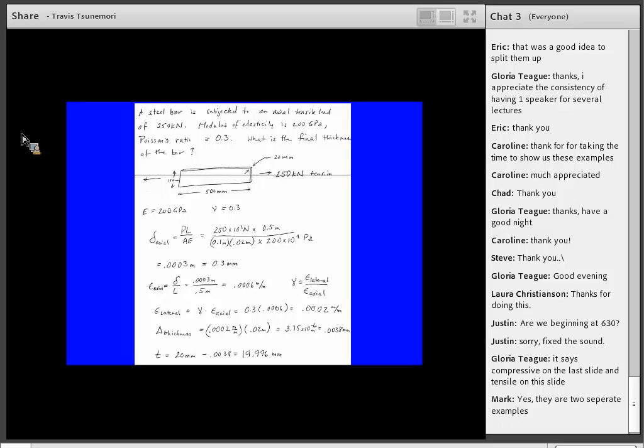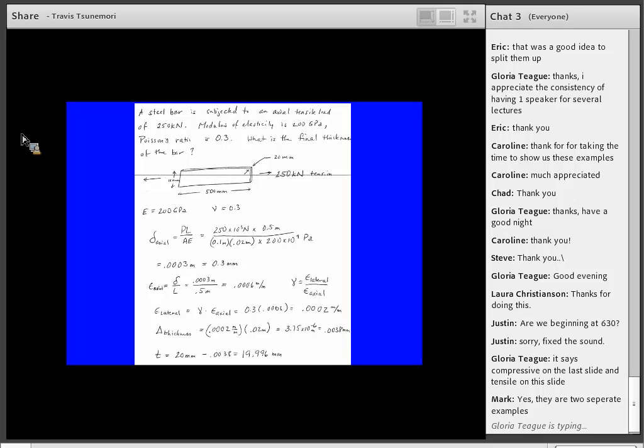Okay, that's not the answer though. What is the final thickness? Okay, so the final length of the bar is 500 millimeters stretched plus 0.3 millimeters. So we're stretching it just a little bit. Our epsilon axial, our strain, is delta over L. It is the change over the original L. 0.003 meters over 0.5 meters. Meters over meters. Should be unitless. 0.006 meters per meters or unitless.